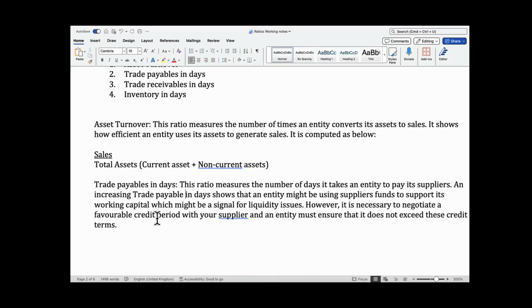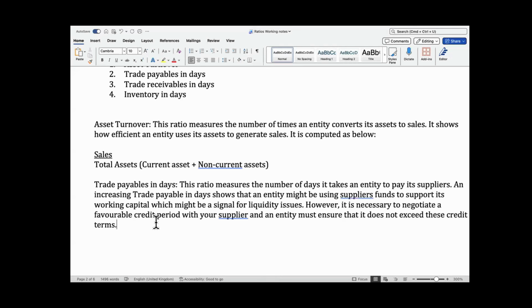So we don't ordinarily interpret an increasing payables in days as good for the company. No, it could be a signal for a liquidity issue and other underlying issues with the company. So we need to look further. We need to actually look further.